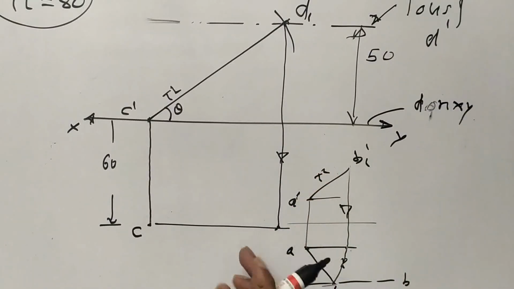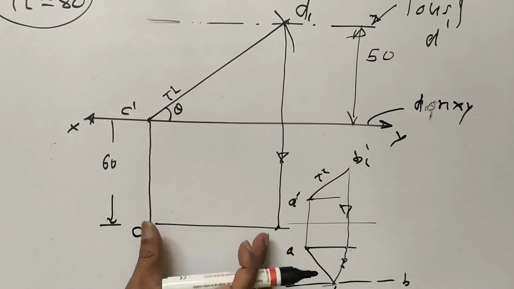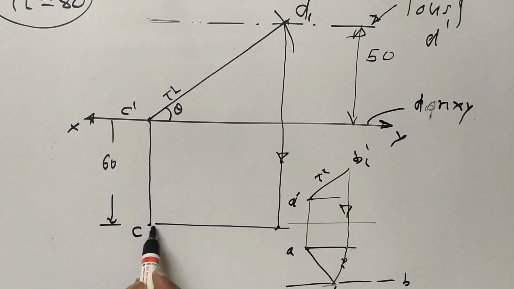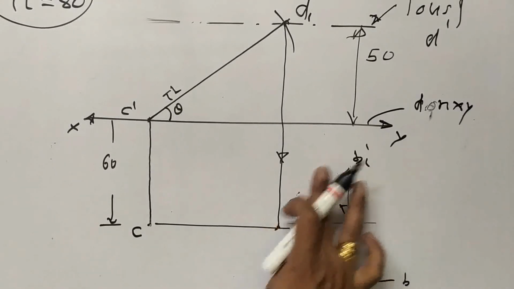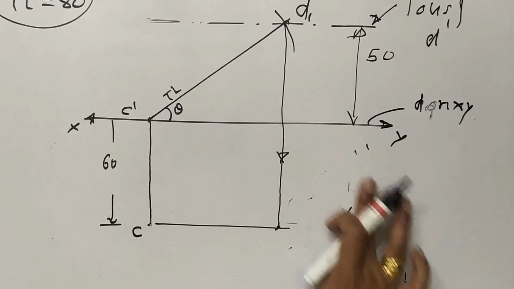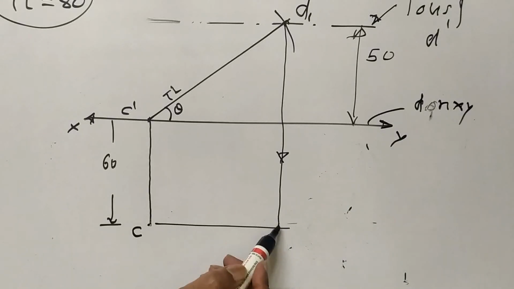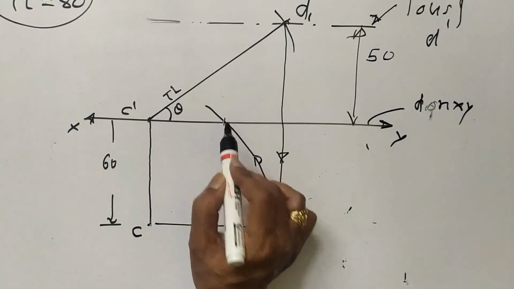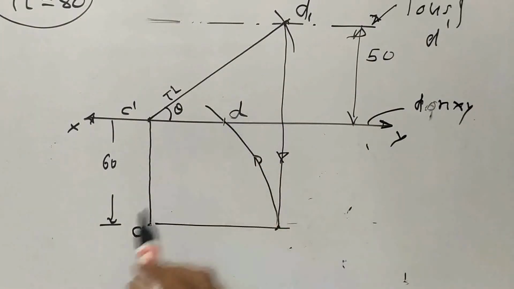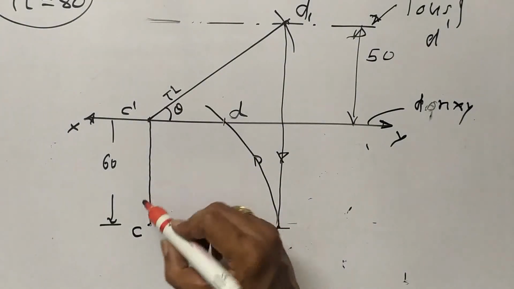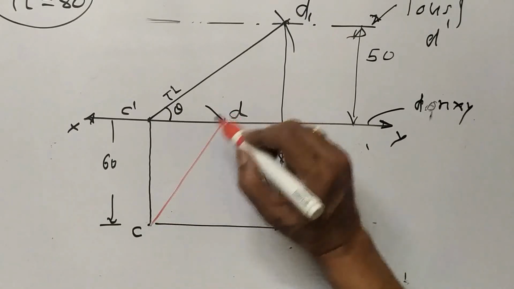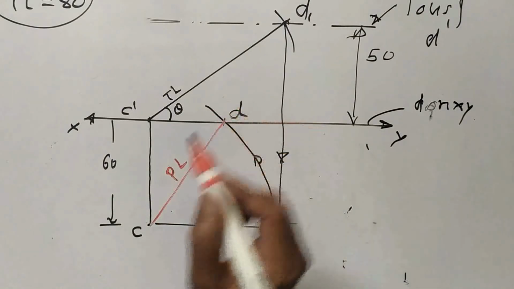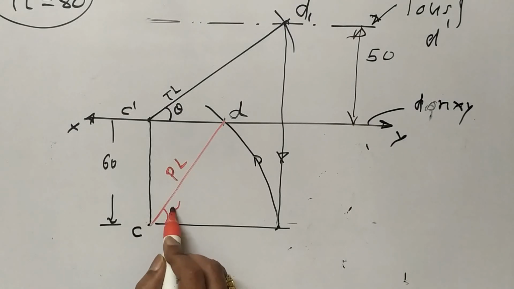I will rotate this. From this as a center and this as a distance, I will take it down and rotate this. It cuts here on the locus of D, so this will be my final D point, and I will join this. So this is plan length, and this angle is beta.